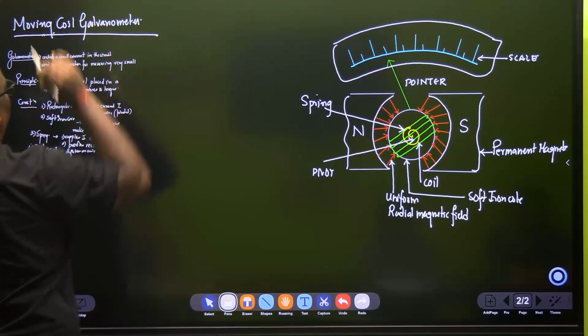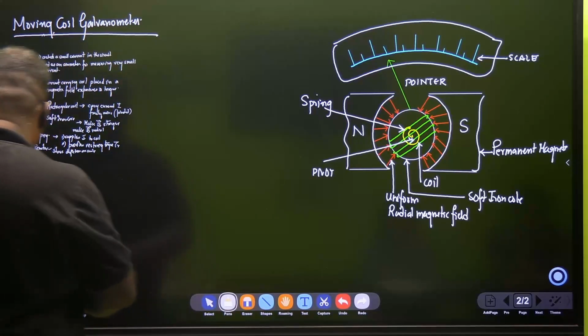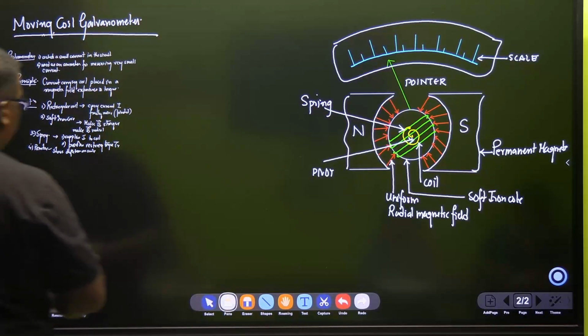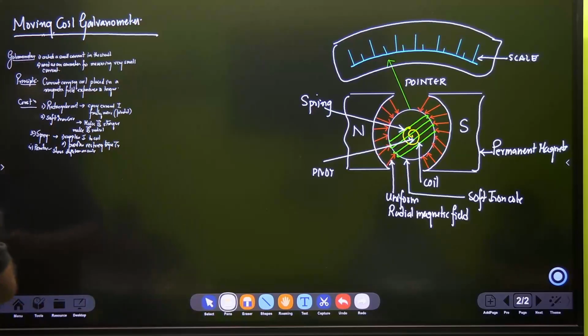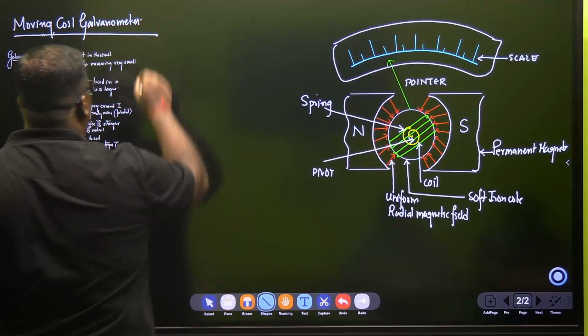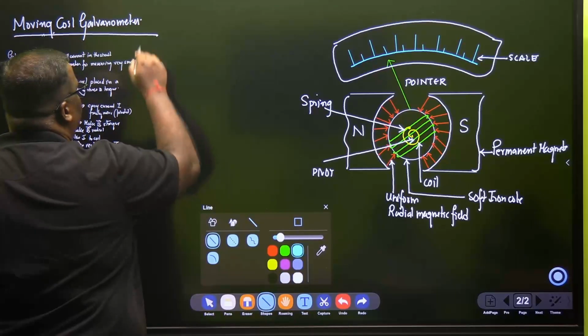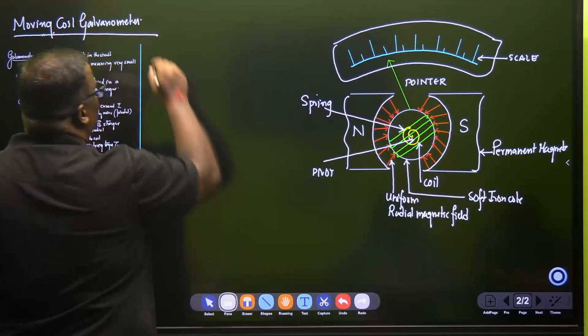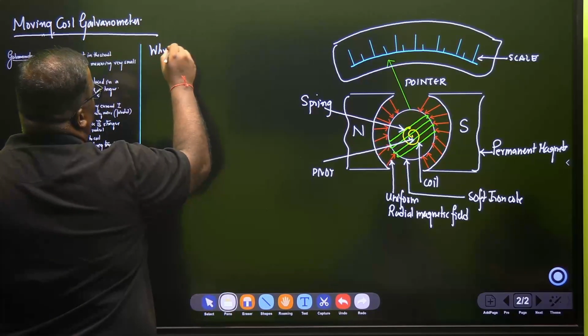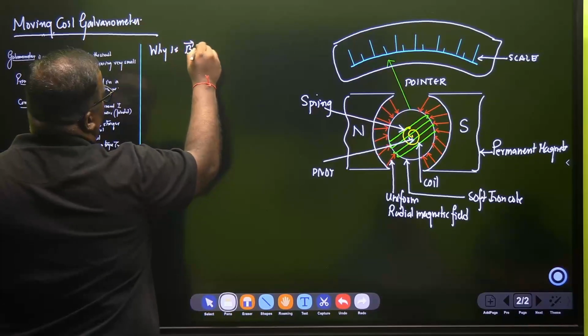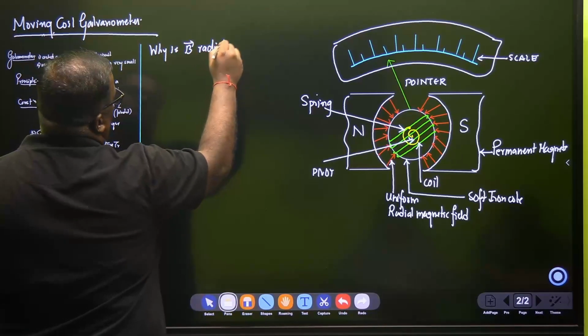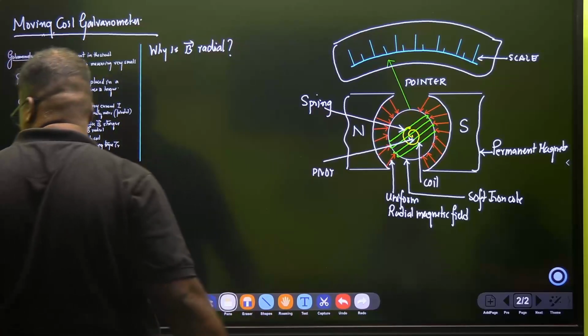Moving coil galvanometer. Okay. Next point, write down, children. Why is the magnetic field radial? Why is B radial? So you know the answer. Now you can write.